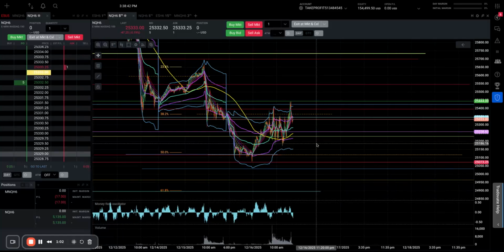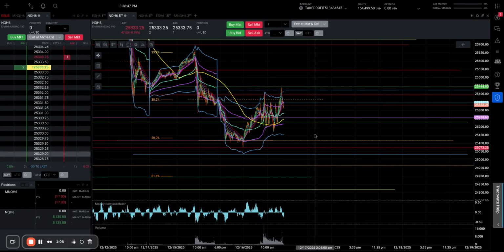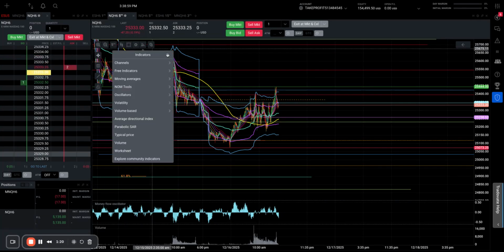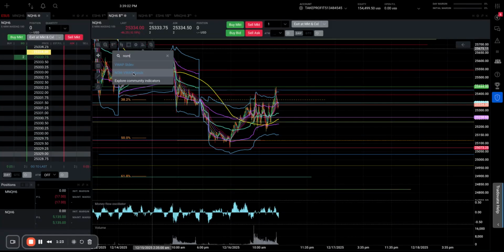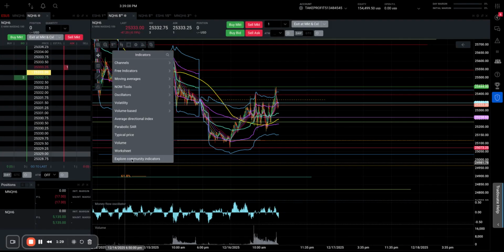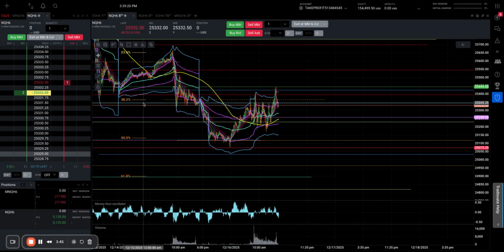But the most important thing that I want to talk to everybody about today, and something that I noticed over the years of trading NQ, is the NOM VWAP bands. And so you can find that here in your indicators right here. And if you don't have it, then what you want to do is explore indicators here and then install it. And this will pop up a bunch of indicators that you can go ahead and install, and then go ahead and refresh your page, and you can add them on.